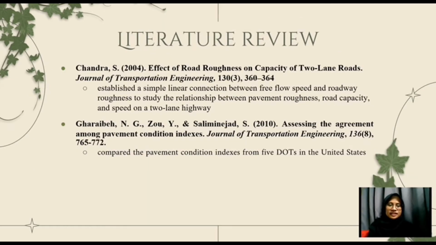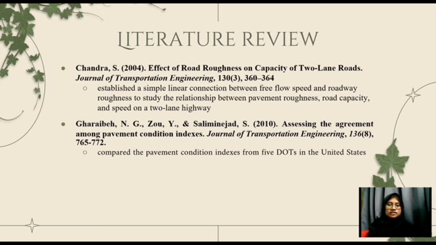Besides that, previously, researchers established a simple linear connection between free flow speed and roadway roughness to study the relationship between pavement roughness, road capacity, and speed on a two-lane highway. Road roughness was discovered to have a negative connection with free flow speed, and roughness is a key element in this relationship, which was studied by Chandra and Satish.